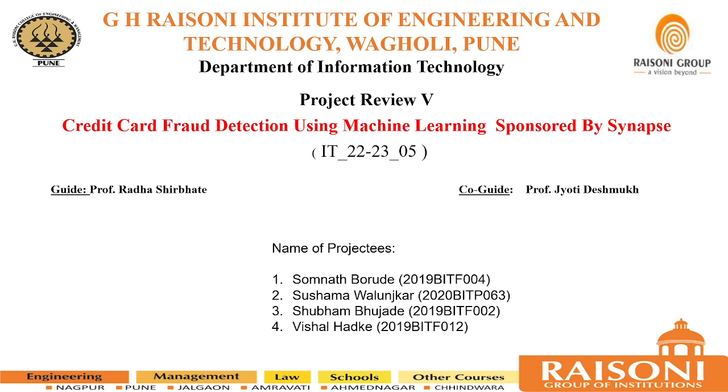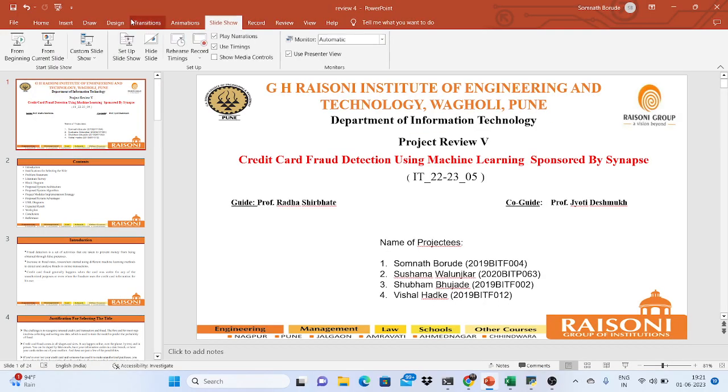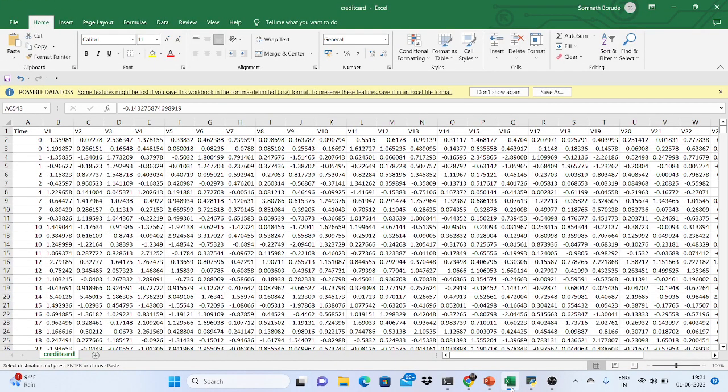Today we are discussing the project Credit Card Fraud Detection using machine learning. In this project, we use a dataset of credit card transactions. In this dataset, there are a total of 2,84,807 transactions of data.